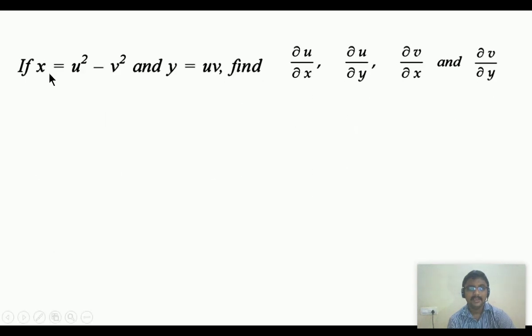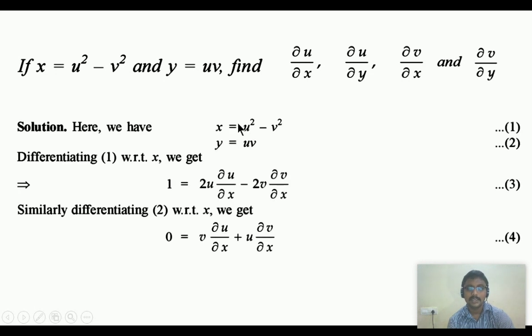Another sum, if x is u square minus v square and y is uv, then find dou u by dou x, dou u by dou y, dou v by dou x and dou v by dou y. So here x is u square minus v square and y is uv. Let it be equation 1 and 2 respectively.